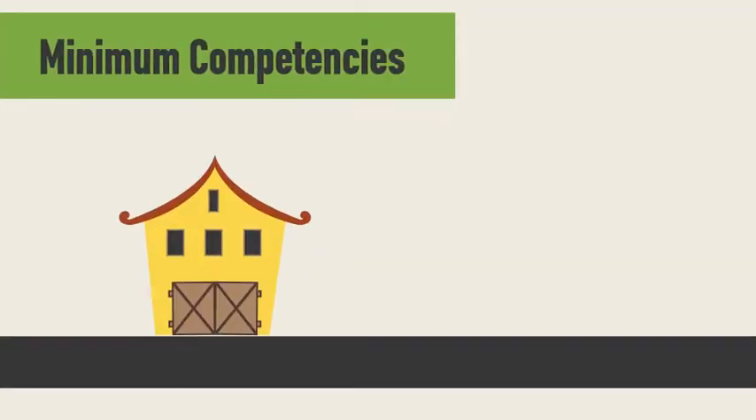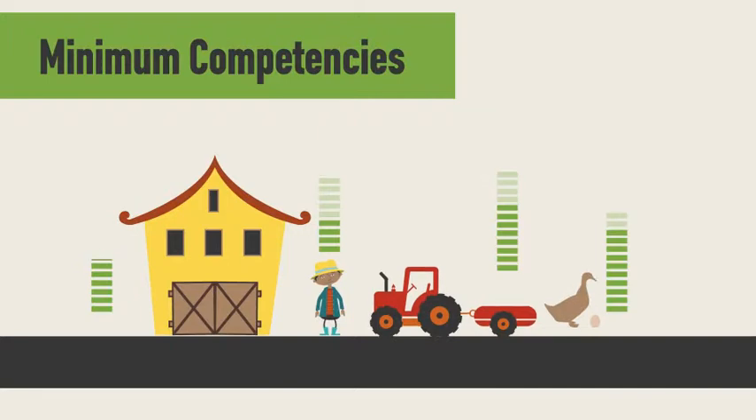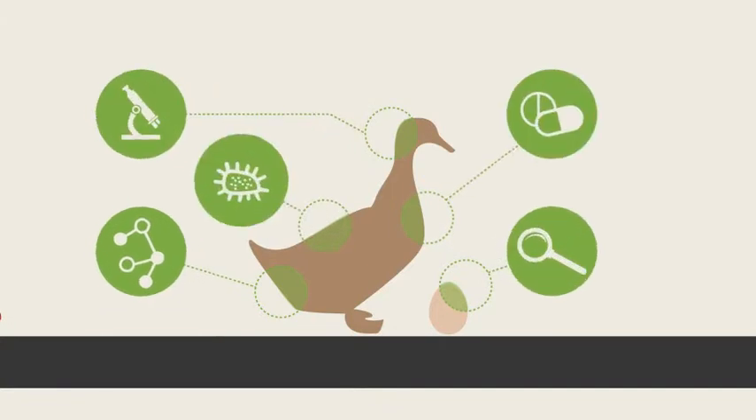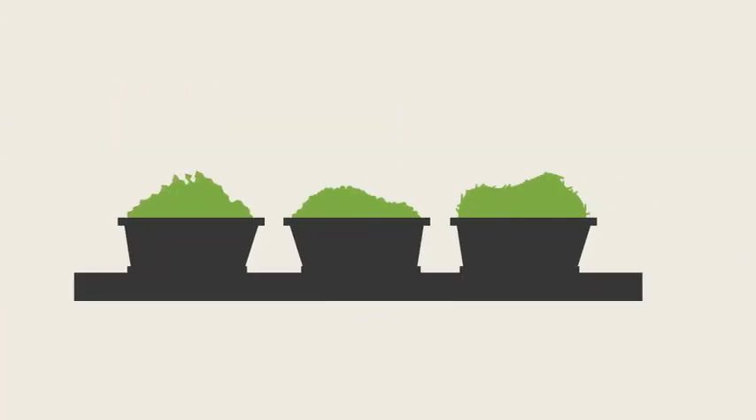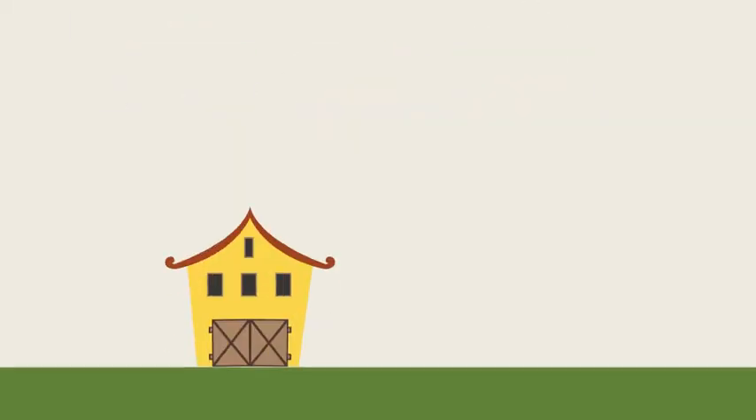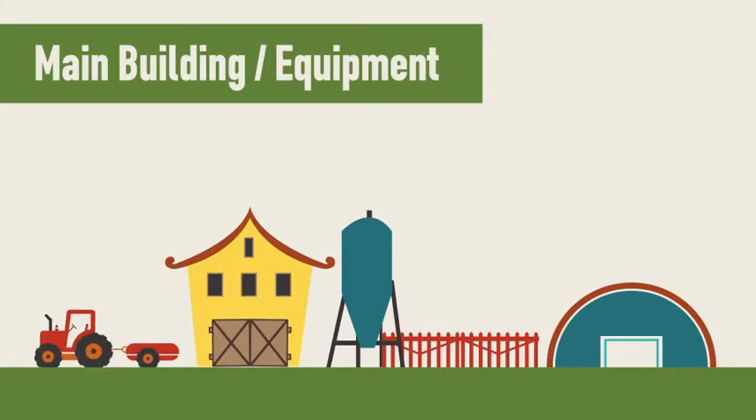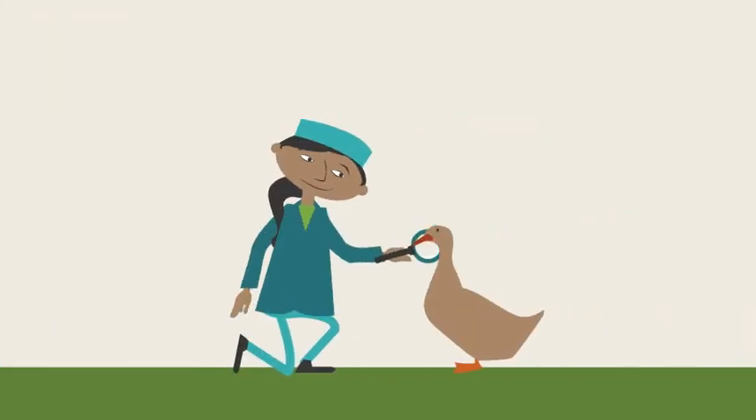Minimum competencies. Here, the minimum requirements for farmers to be credible and efficient were laid out, such as the necessary skills to identify and deal with duck diseases and understand the correct feed to provide the ducks at each stage of their development. Main building or equipment. This detailed whether there was an appropriate environment to ensure healthy animals. Evidence of health and safety procedures is also required.